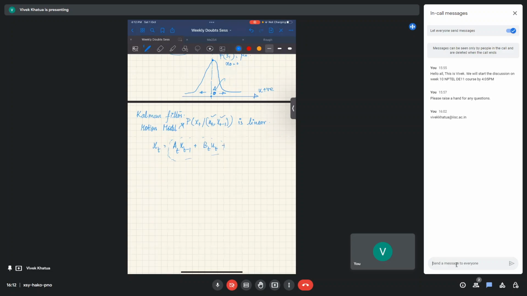To account for the probabilistic nature of what we are dealing with, we add some stochasticity, that is epsilon t. This is nothing but a normal distribution. When I say normal distribution, that means it's a Gaussian distribution, with a mean of 0 and a variance, that is the standard deviation squared, the variance RT.